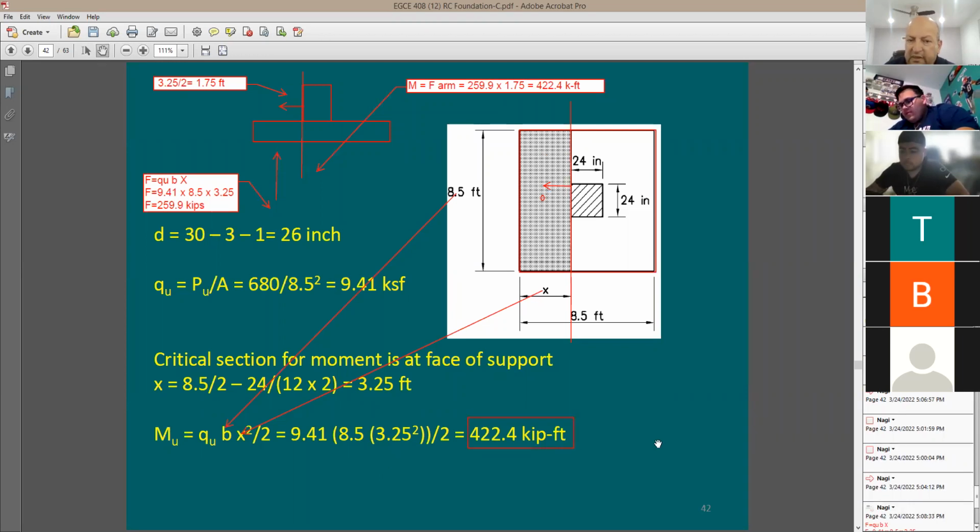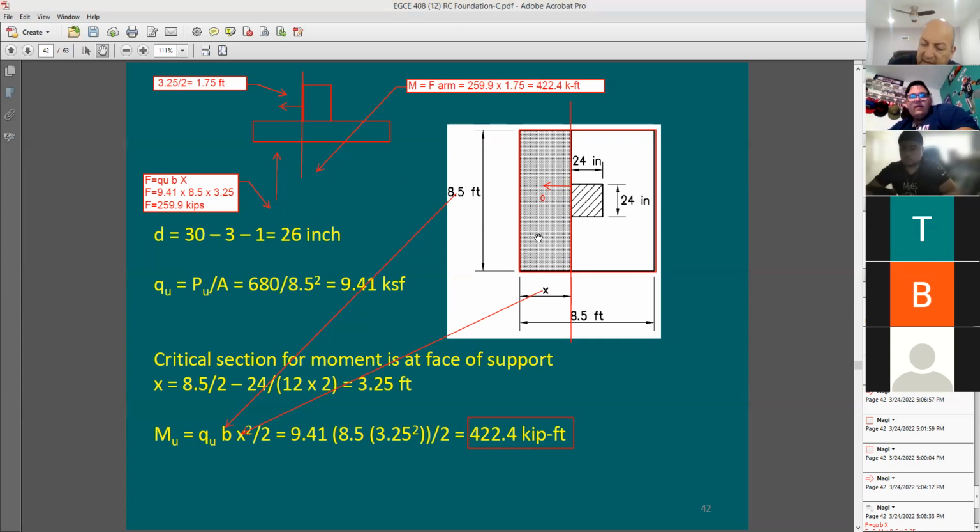The question is, how much is the depth? You can say here's the depth, 26 inches. How much is the width of this section? If you cut a section like this, the width B for the section is going to be 8½ feet. Now put it in inches. This is going to be a lot. 8.5 times 12, how much is this? I'm going to say 102 inches.